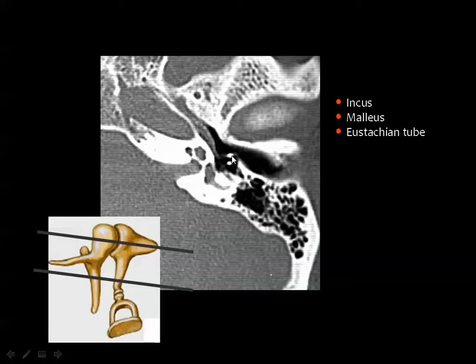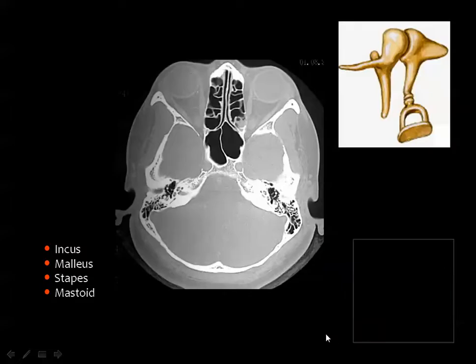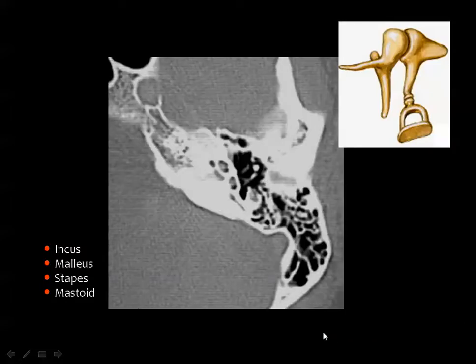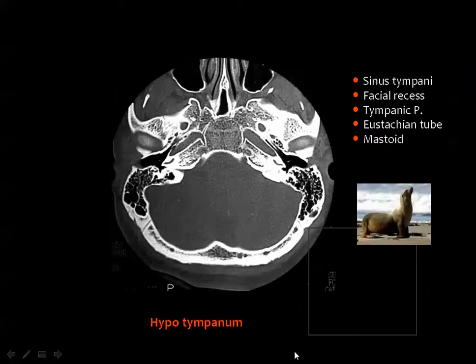Then this level is a little bit inferior to the level of the ice cream cone. If you look carefully here, you'll see that there are two dots, and the anterior one is the handle of the malleus, the posterior one is the long process of the incus, and if you follow this, you can easily appreciate the stapes, and this is the stapes which is obstructing the oval window. This is the site of the oval window, which is better evaluated in the coronal images rather than in the axial images, as I will show to you.